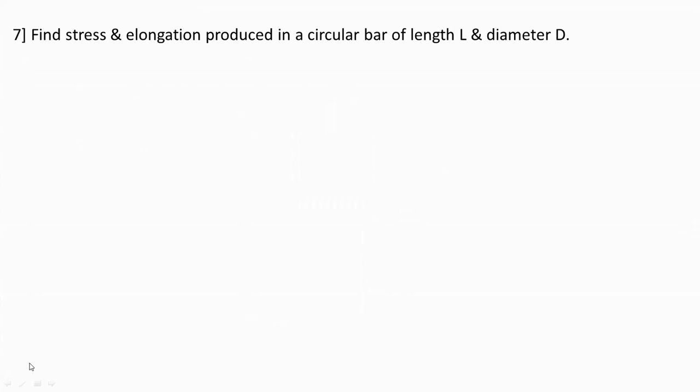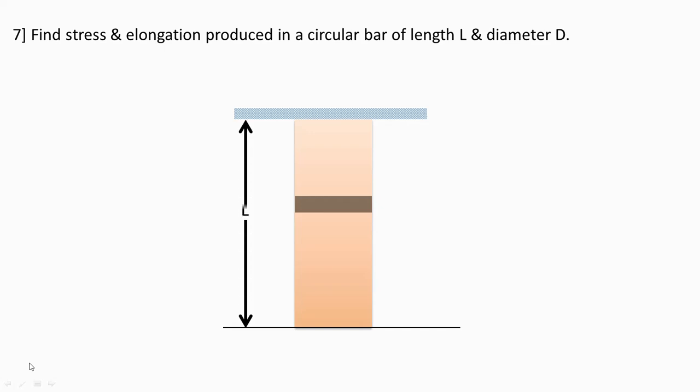Now we have to find out the stress and elongation produced in a circular bar of length L and diameter D. Now consider an elementary strip ABCD as shown in the figure, of thickness dy and at a distance y from EF. We'll measure y from the bottom end. So here y is equal to 0, and the top end will be y is equal to L. Now this is fixed at this particular end.